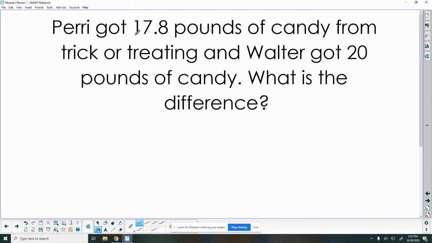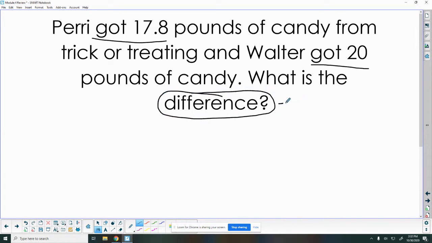Hey, Perry got 17.8 pounds of candy. So this is how much she has from trick-or-treating. And Walter got 20 pounds of candy. It wants to know what is the difference. So this word here means to subtract. We want to find out how much more Walter got than Perry. So I would take 20 because 20 is bigger and it wants to know the difference here.